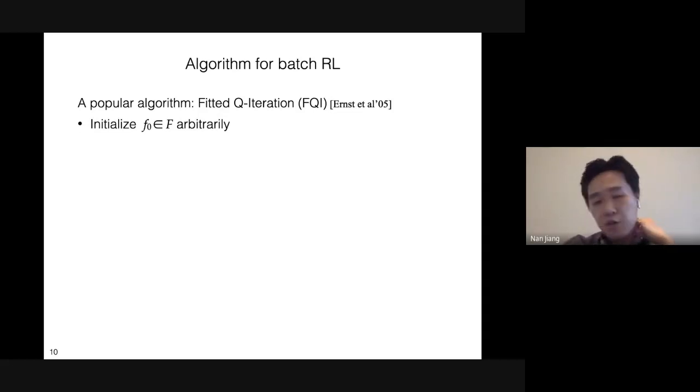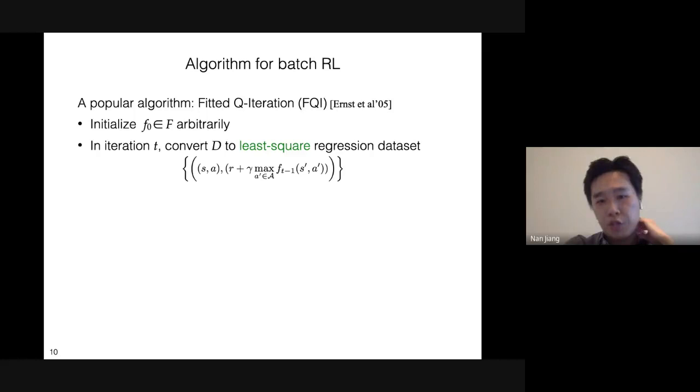So just to remind you what FQI does, it initializes f0 arbitrarily from your function class. And in every iteration, it turns your RL data set, the SARS prime tuples, into a least square regression data set, where the features or the inputs are SA pairs, and the output is the empirical Bellman update based on the single data point. And this real valued label depends on the function from the previous iteration, f t-1.